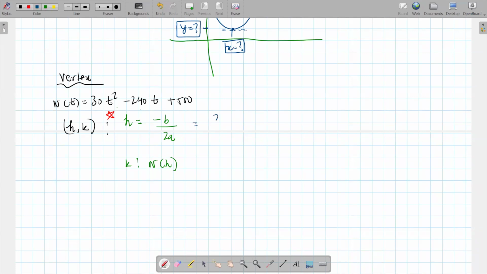So minus b, so that'll be 240 over 2a, so that's 2 times 30. 240 over 60, that's a 4. So the vertex is at the x value of 4. To find the y value, we're going to plug 4 in there. That's going to be 30 times 4 squared minus 240 times 4 plus 500. I got 20. So that point is 4 comma 20 using this method. Cool?